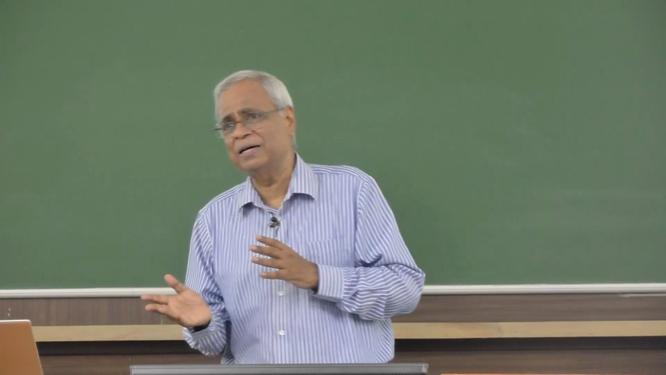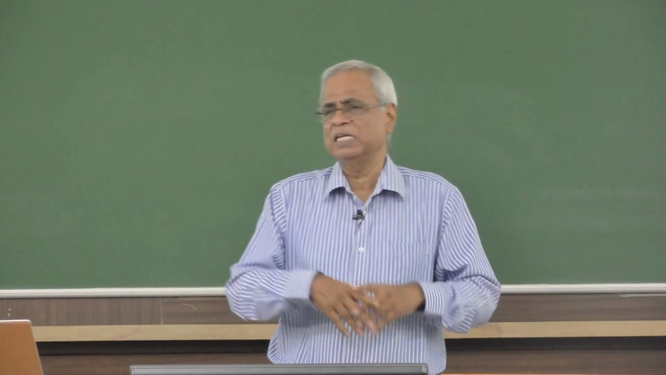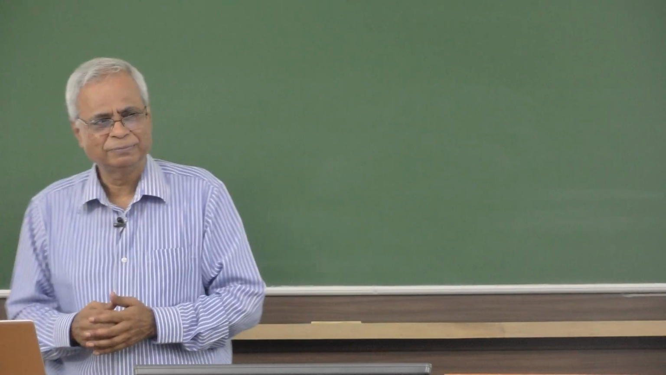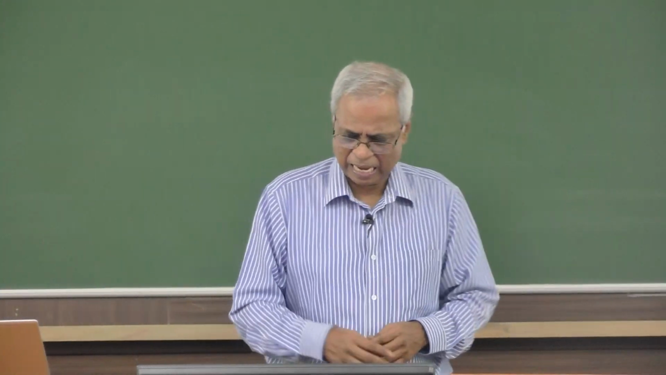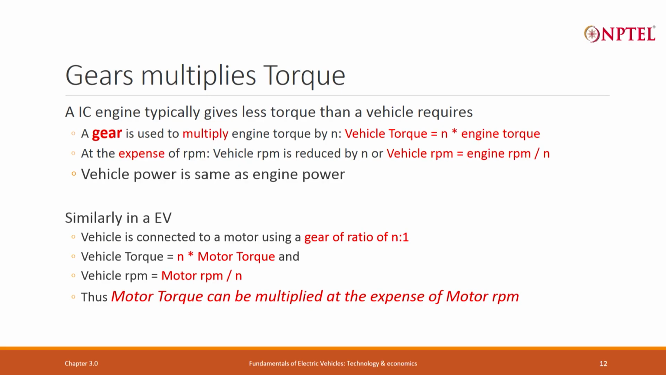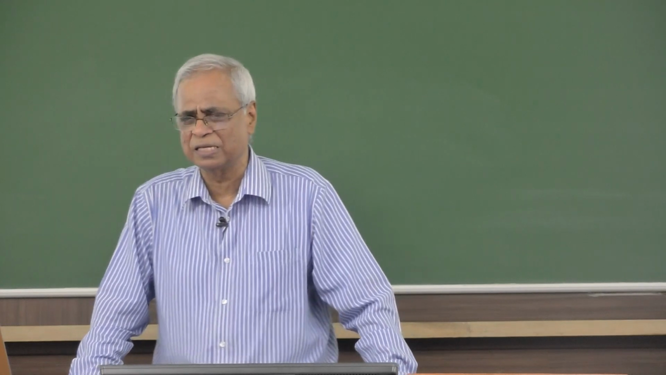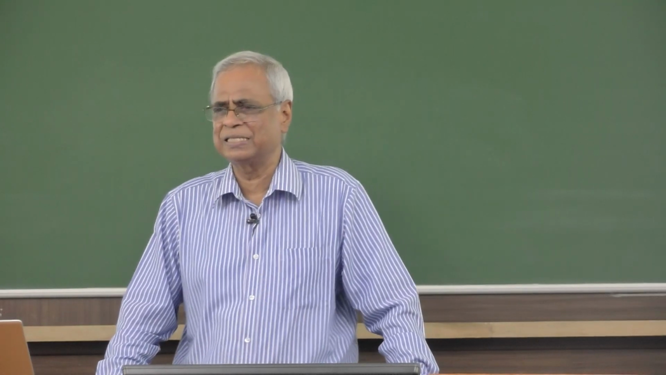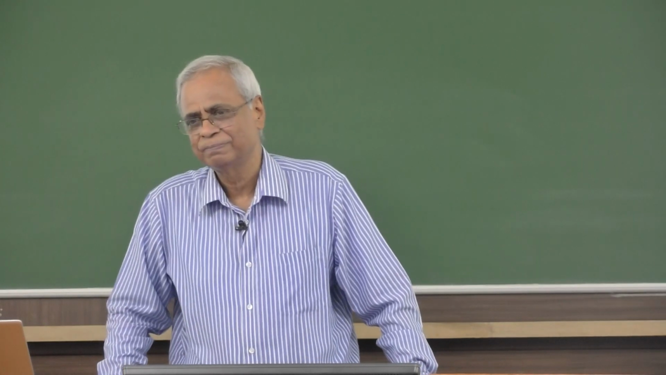In a similar manner, vehicle RPM is motor RPM divided by n, same thing that you see. Instead of engine, now we are talking about motor. Thus, motor torque can be multiplied at the expense of motor RPM. This is an important factor that you want to take. It is pretty much the same, of course, as was pointed out, that if the gear has a certain efficiency, it is not 1, and to the extent it is there, that much is a power loss.